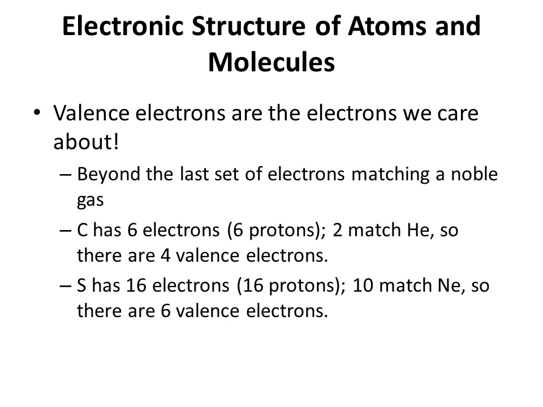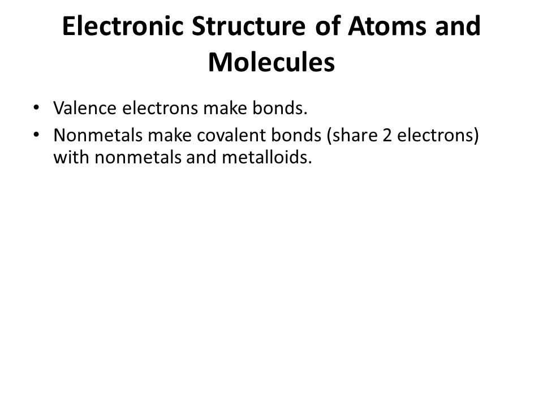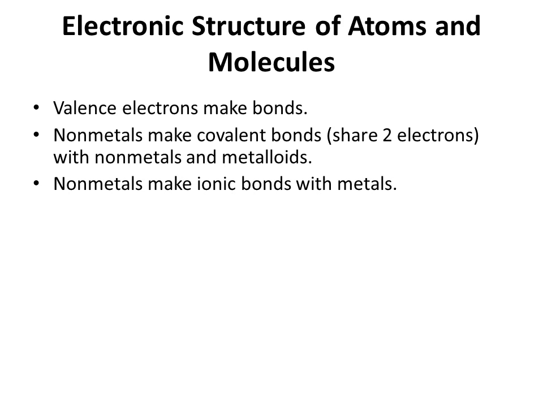Valence electrons create the bonds that make up molecular structure, so that's why we're interested only in valence electrons. Now, these valence electrons, as I've mentioned, make the bonds, but there are 2 types. Nonmetals make covalent bonds, that is, they share 2 electrons, with nonmetals and metalloids, which are the elements in group 3A, like boron and aluminum. Nonmetals also make ionic bonds where they steal electrons when they're bonded to metals. So they make ionic bonds with metals. We're going to focus mostly on the covalent bonds.